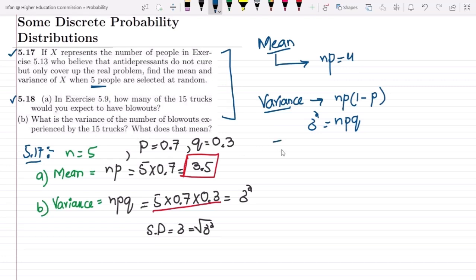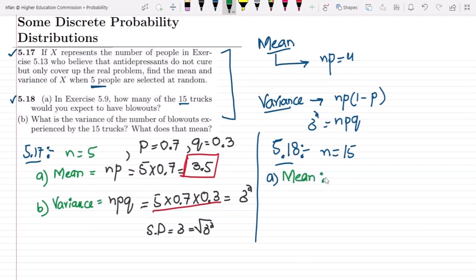Here it is very clear that in question 5.18, the number of items is 15. In order to find the mean, this is part A, we know that the mean is NP. And B is for variance, and the formula for variance will remain the same, and that is NPQ. In question 5.9, let us see the value of P, which is not known here.